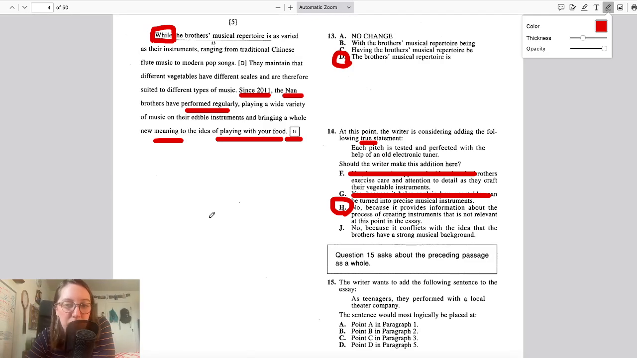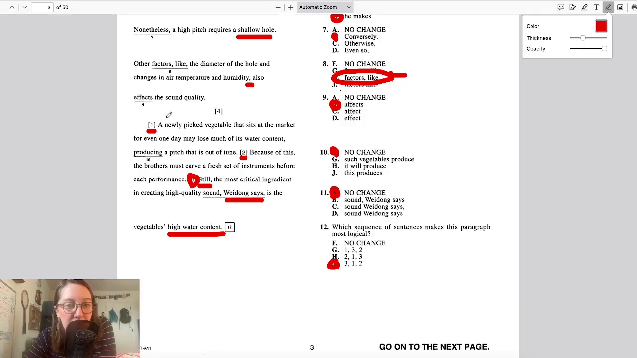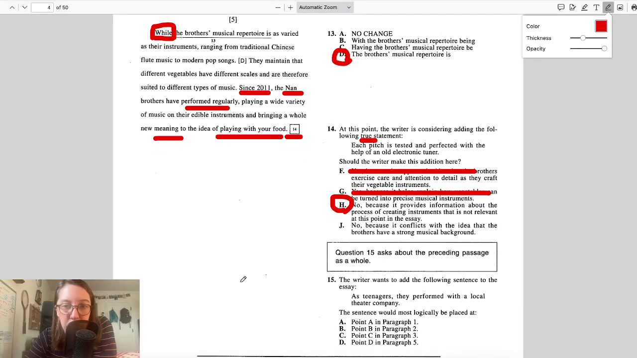If they wanted to put this in here, it might be more useful in the paragraph we just looked at about how they make the vegetables produce a certain pitch, but no longer relevant here.